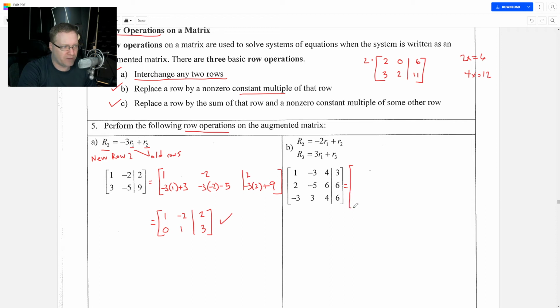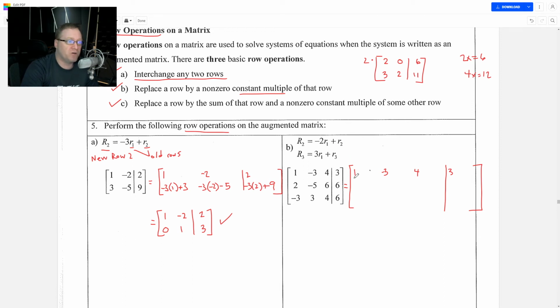So here we go. We're going to write it. Now, our first row is not going to change. So it's going to be 1, and then I'll write it over here, -3, and then I'll give a little space here and 4. And then I'll draw the line because this is an augmented matrix, and we'll have a 3 here. All right, so that's our first row: 1, -3, 4, 3. It didn't change.